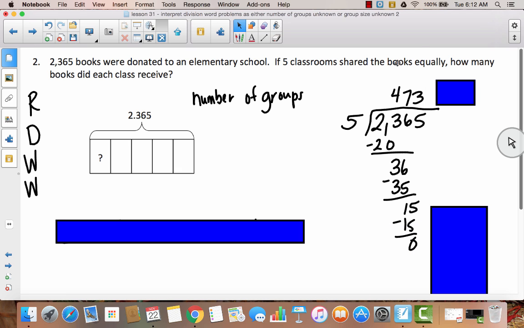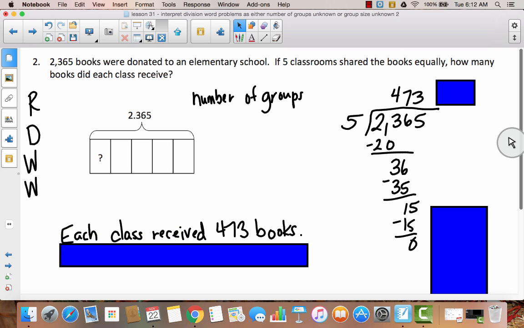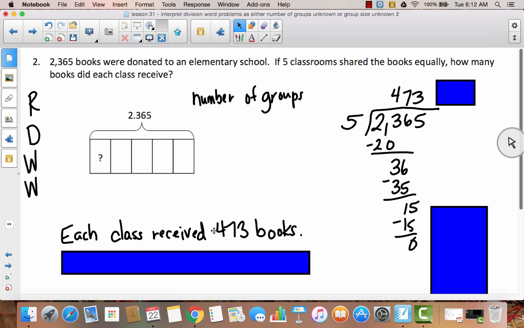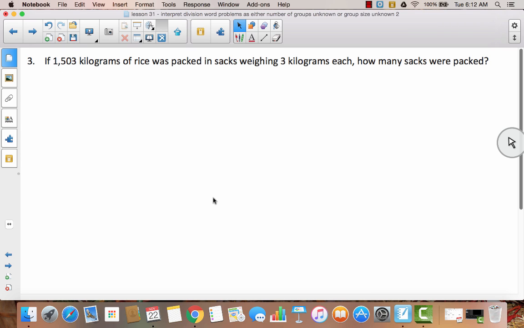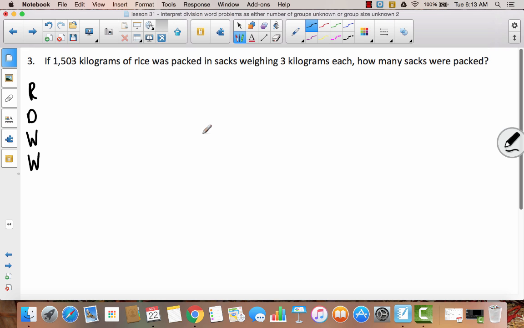So, how many books did each class receive? Each class received 473 books. All right, let's take a look at problem number 3. This time, we have to read, draw, write a number sentence, and write a word sentence all by ourselves. If 1,503 kilograms of rice was packed in sacks weighing 3 kilograms each, how many sacks were packed?